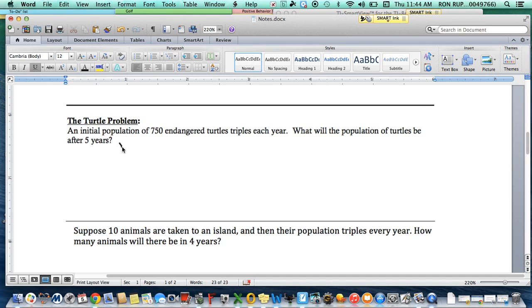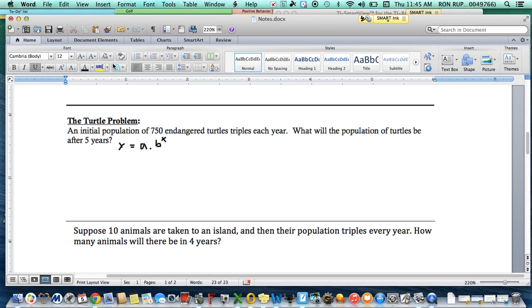So recall that y equals a times b to the x. And recall that y is the total, so that's the answer that we're trying to find. A is the initial value. B is the factor that it's increasing by. And x is the amount of time. So this is really easy, really straightforward.